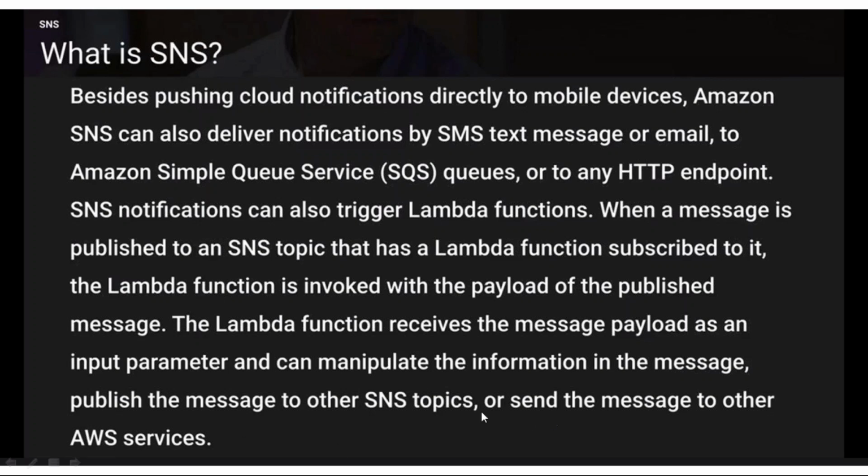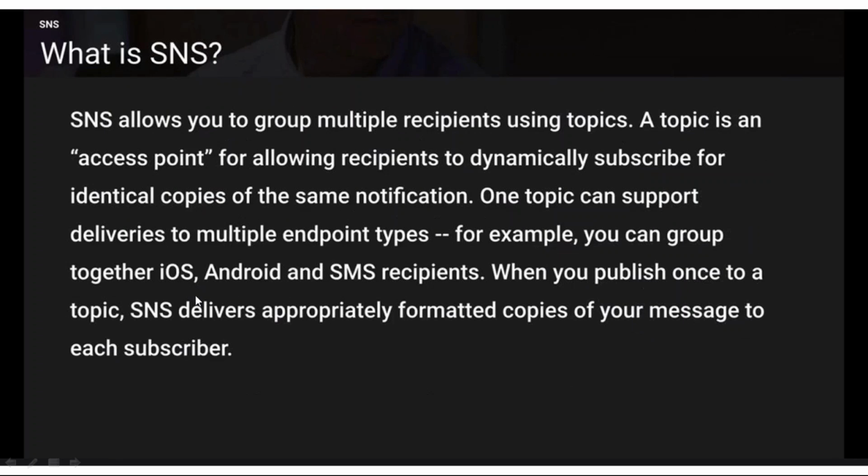Publish the message to other SNS topics or send the message to AWS services. So with the help of SNS, we can send across the notifications to all these different things. One could be SMS, second would be email. You can also send the message to SQS. You can send it to HTTP endpoint or maybe the Lambda or a few more things. Let's go ahead and explore them by looking at the things practically. I'll just go ahead and log into this.